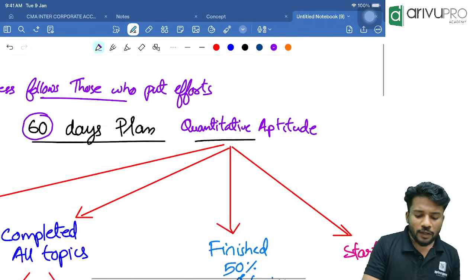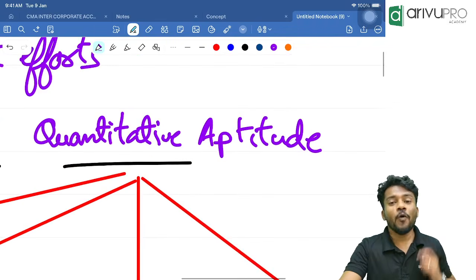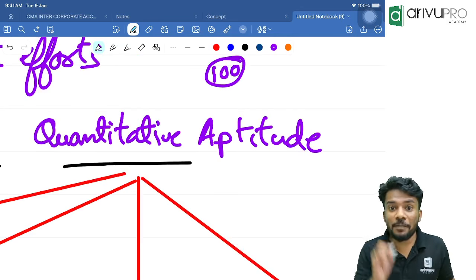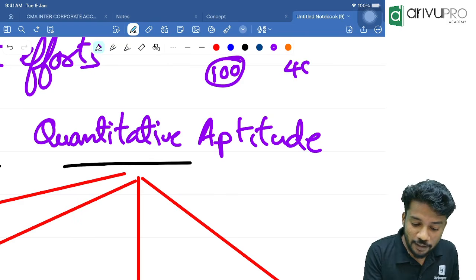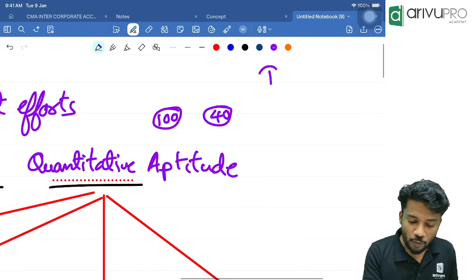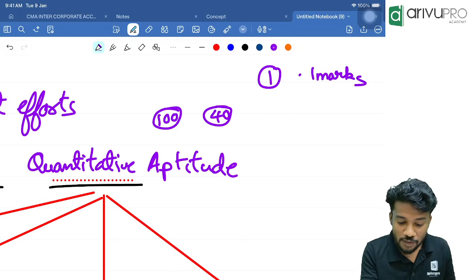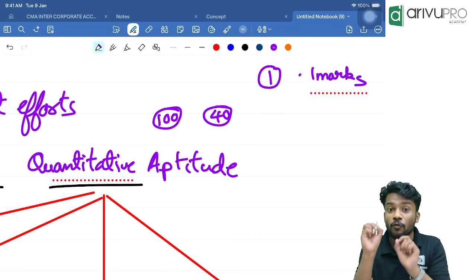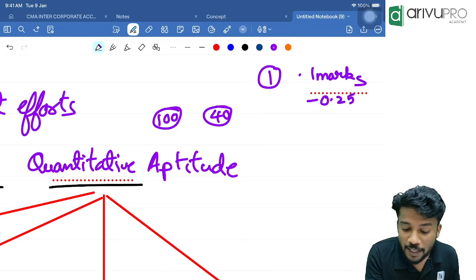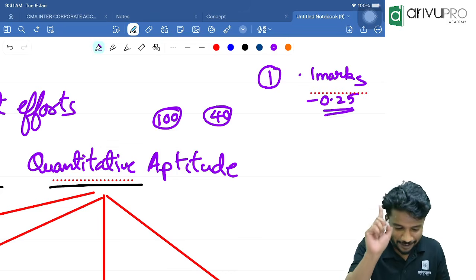Now, people, quantitative aptitude, you know, right? It is an MCQ paper. How many questions are there? 100 questions in total. From 100 questions, you require 40 marks to pass the examination. Each question will give you 1 mark, and if you mark one of the options wrongly, there will be a negative mark of minus 0.25. So don't do inky pinky ponky. Okay, that is one thing.